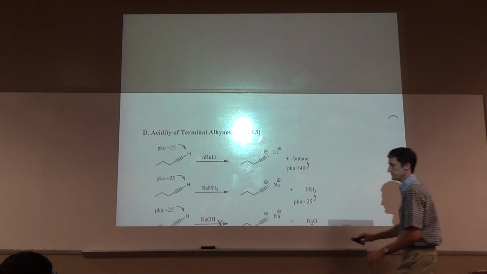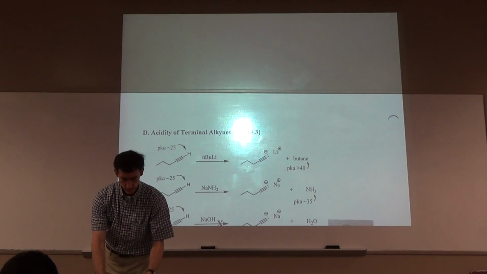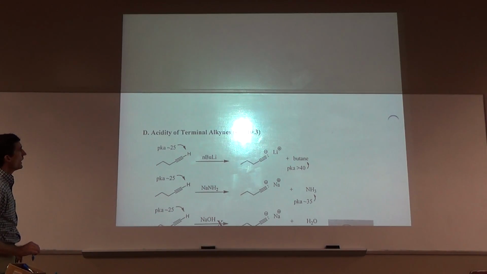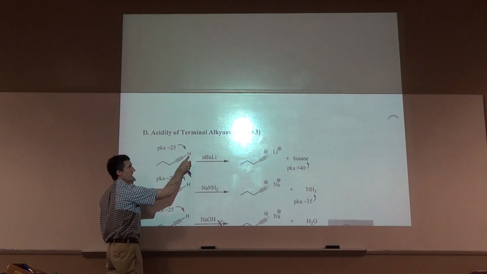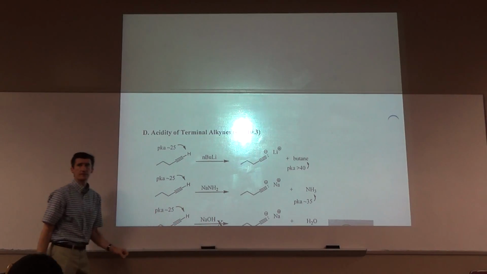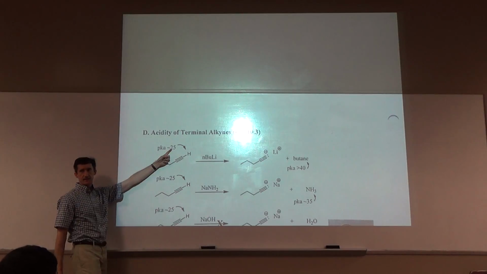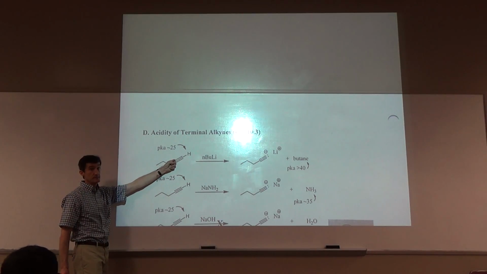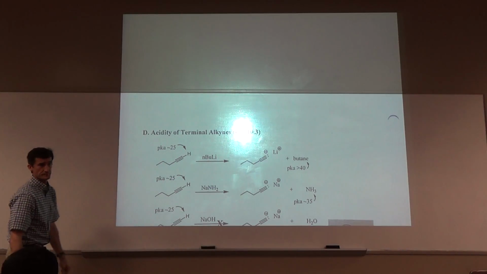Okay, last topic with alkynes is looking at the acidity of the terminal hydrogen. You're looking at a terminal alkyne. The H here has a pKa of about 25. Okay? Well, that's not that acidic. But it's more acidic than an alkane or an alkene. It's enough acidity that we can do chemistry with.